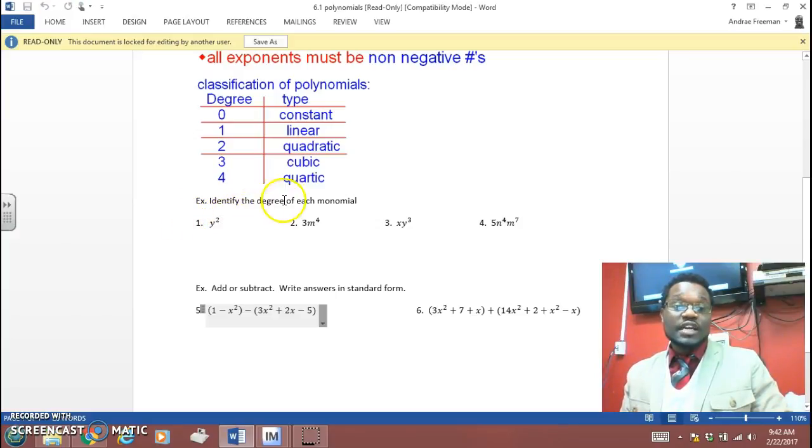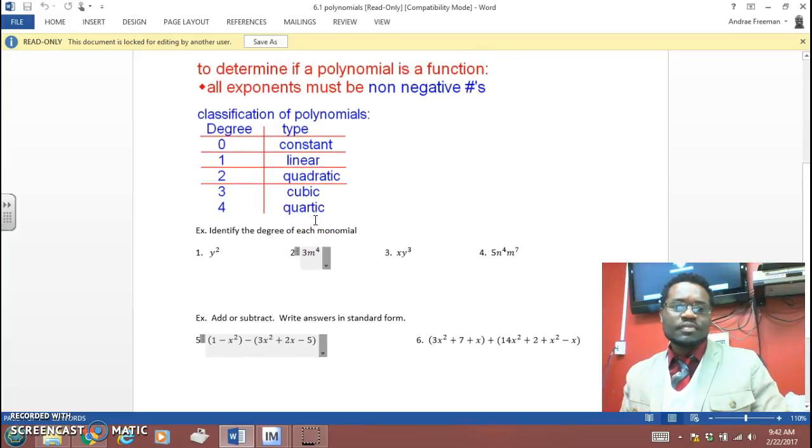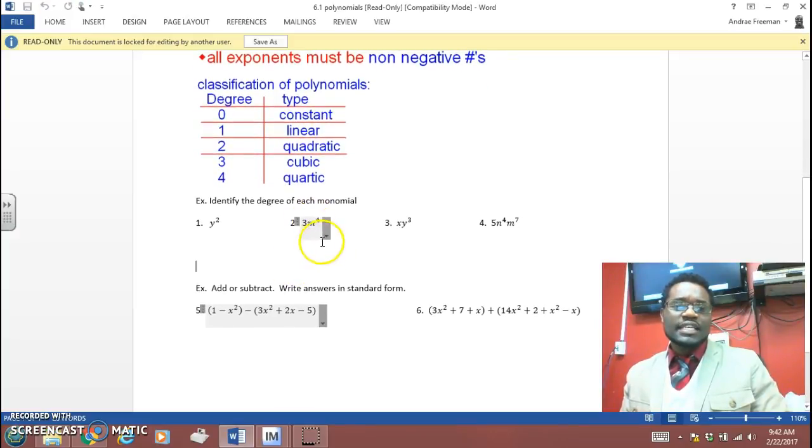So the degree of this one is 2. The biggest exponent is 2 here. The degree of number 2 is 4. What is the leading coefficient? It is 3. Okay? The degree is 4, and the leading coefficient is 3.